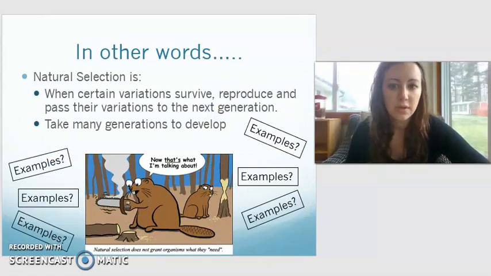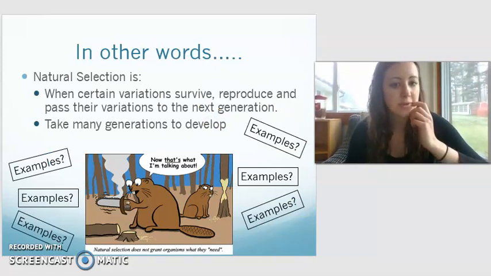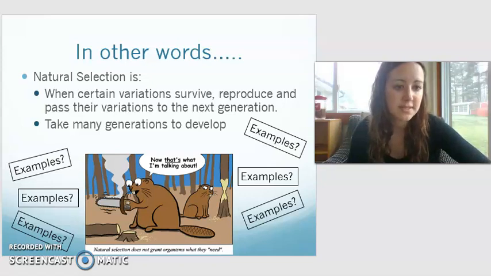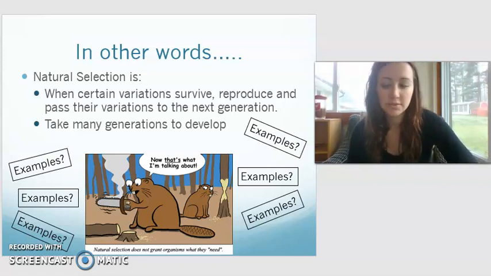Natural selection: certain variations in a population are going to survive, reproduce, and pass their genes on to the next generation. This is going to take a long time usually. There are some cases of evolution where you can see results very quickly. A lot of studies with fruit flies, or Drosophila, show results very quickly because they have such short life cycles. But for the most part, when we're looking at plants and animals that are alive on Earth today, this process has taken place over millions of years, billions actually.